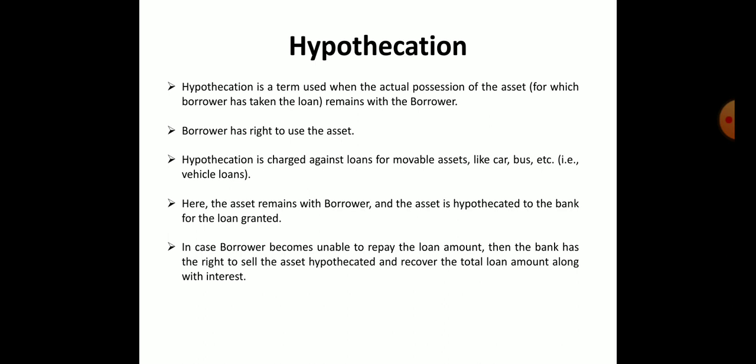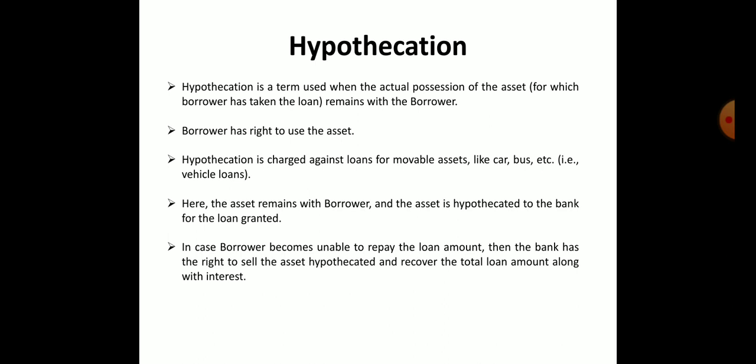फॉर एग्जाम्पल, इफ़ आई हैव टेकन अ लोन अगेंस्ट वॉशिंग मशीन, or we can say I bought a washing machine against a loan, then washing machine I have used and I have to pay an EMI for the loan. So that is known as hypothecation. Borrower has a right to use the asset. Hypothecation is charge against loan for movable assets like car, bus, any kind of vehicle loan. Here the assets remain with the borrower and asset is hypothecated to the bank for the loan granted.